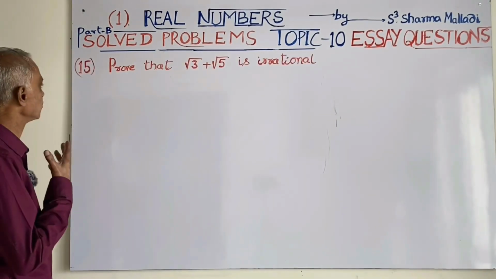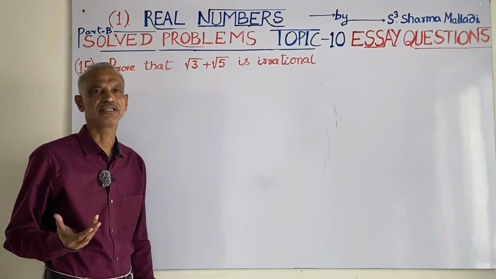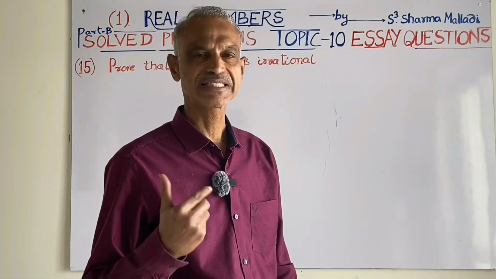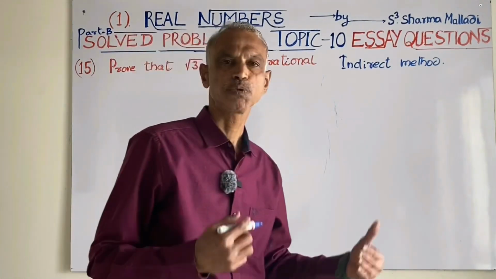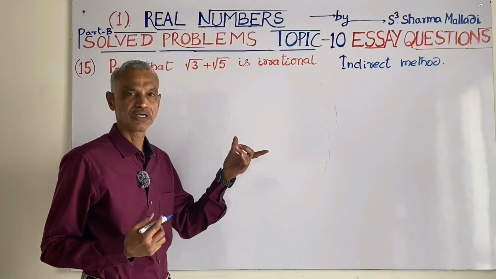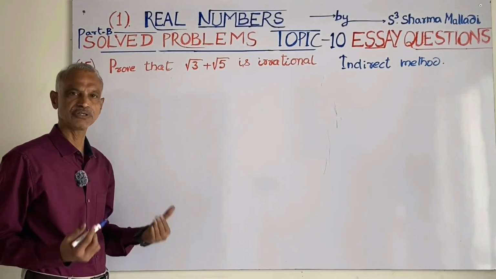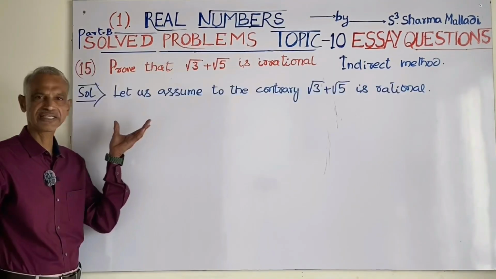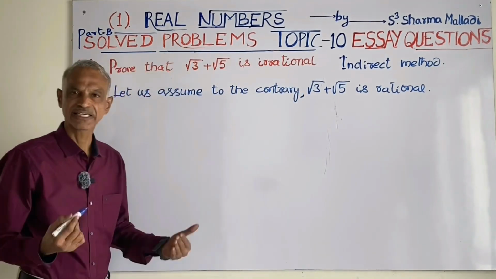What is our 15th problem? Prove that root 3 plus root 5 is an irrational number. Already in short questions, I have shown root 2 is an irrational number. I have already told you, in proving root 2 is an irrational number, what the indirect method is. Root 3 plus root 5 is an irrational number, we know. But we have to assume this is a rational number. Let us assume to the contrary, root 3 plus root 5 is a rational number.